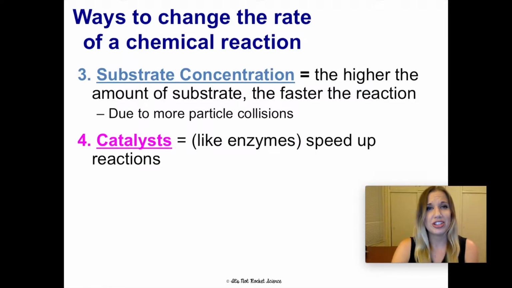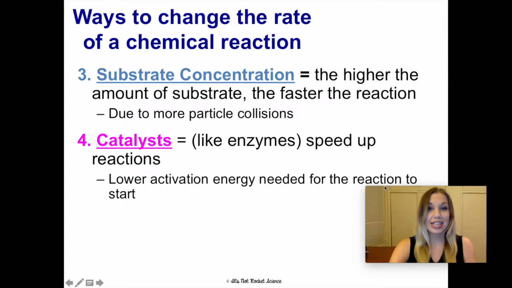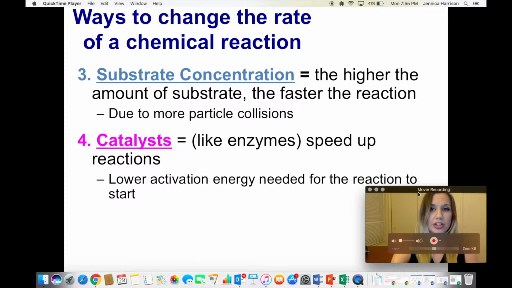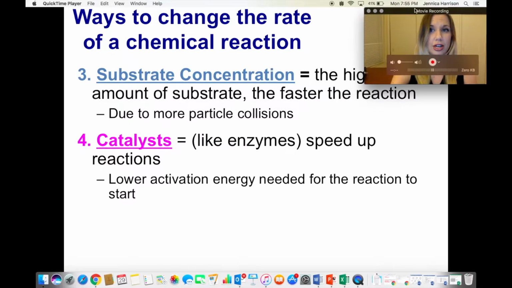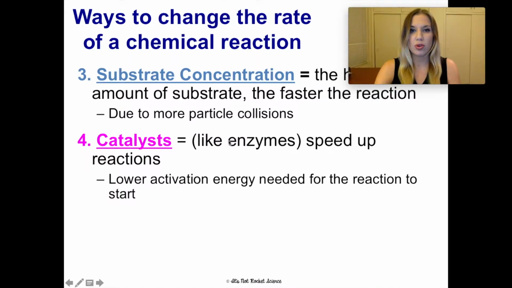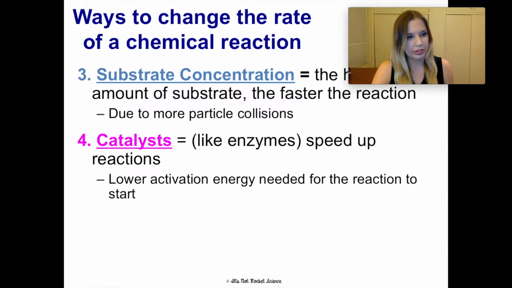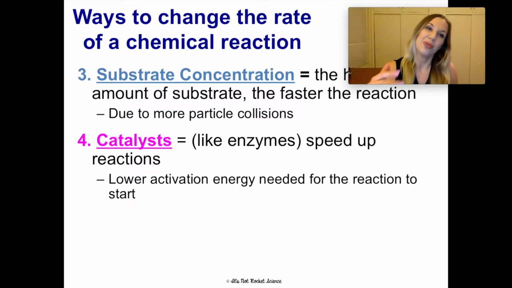Then the fourth way to change the rate of a chemical reaction is by using a catalyst, which is what we've been talking about, like an enzyme, to speed up a reaction. And it does this by lowering the activation energy needed for that reaction to start. So remember that kid rolling down the hill? Maybe somebody else pushed him, basically. Or, I don't know, the wind just kind of pushed him and it helped him, so he didn't have to use any of his own energy.